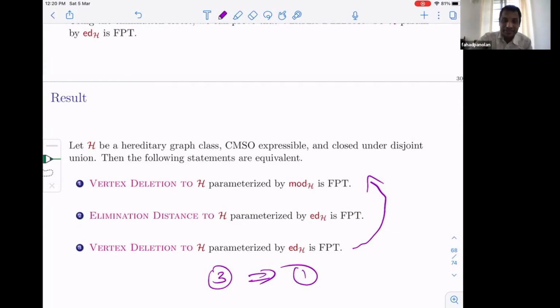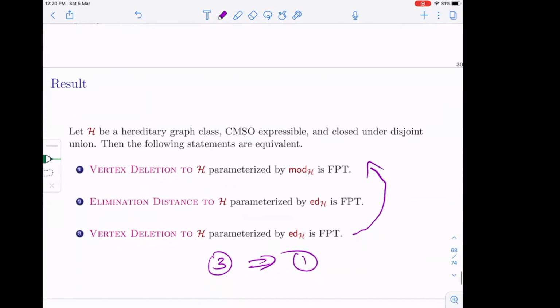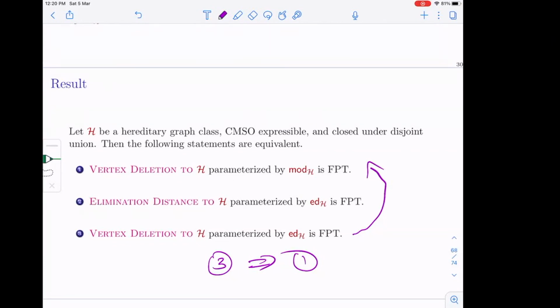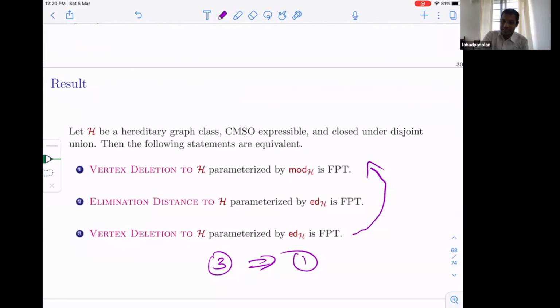Any quick answer? H is smaller than. Correct. The parameter in 1 is more than the parameter in 3 because of that. So actually what we proved is that in terms of FPT, they are all equivalent.